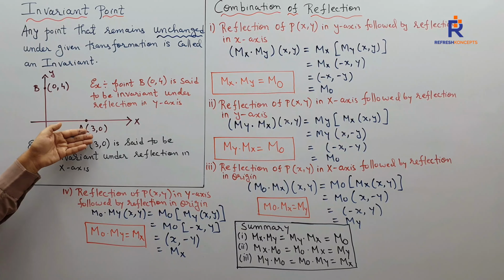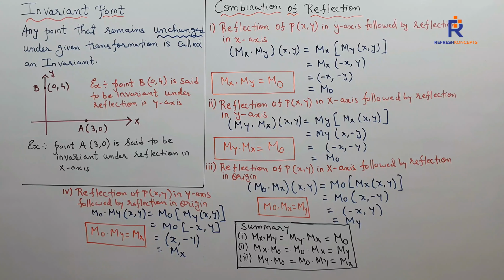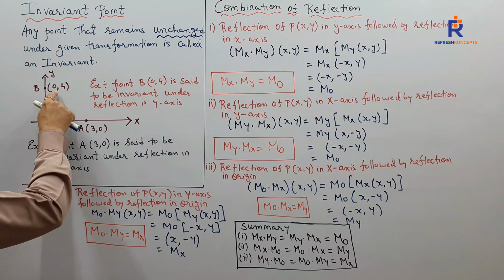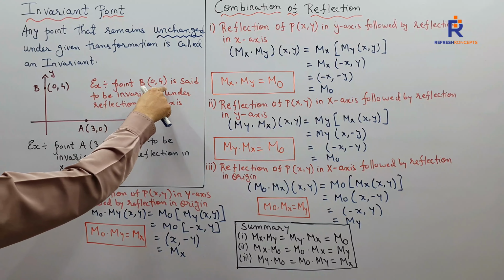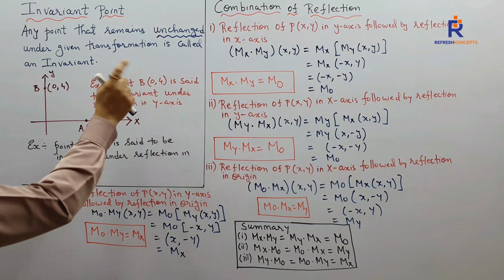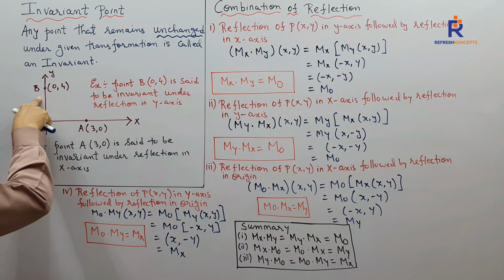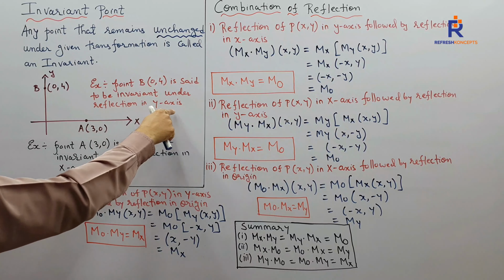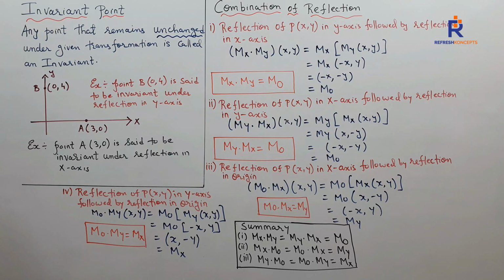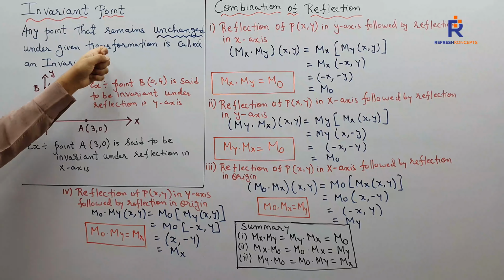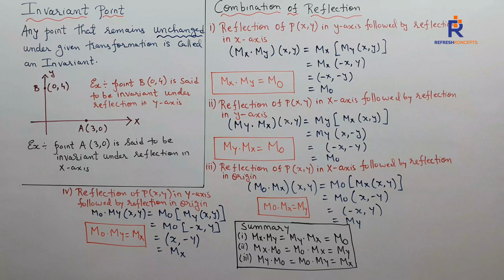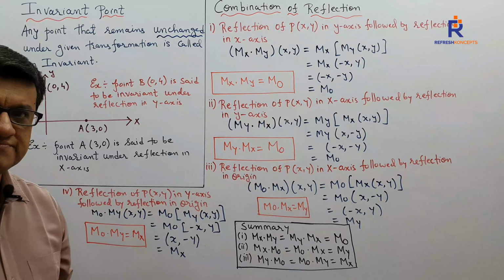If this happens with x-axis, the same thing applies to y-axis also. Say point B, (0, 4). This stands as an example. Point B (0, 4) is said to be invariant when it is under reflection in y-axis. Are you getting me? What is an invariant point? Any point that remains unchanged or unaltered under given transformation is called an invariant point or simply invariant.